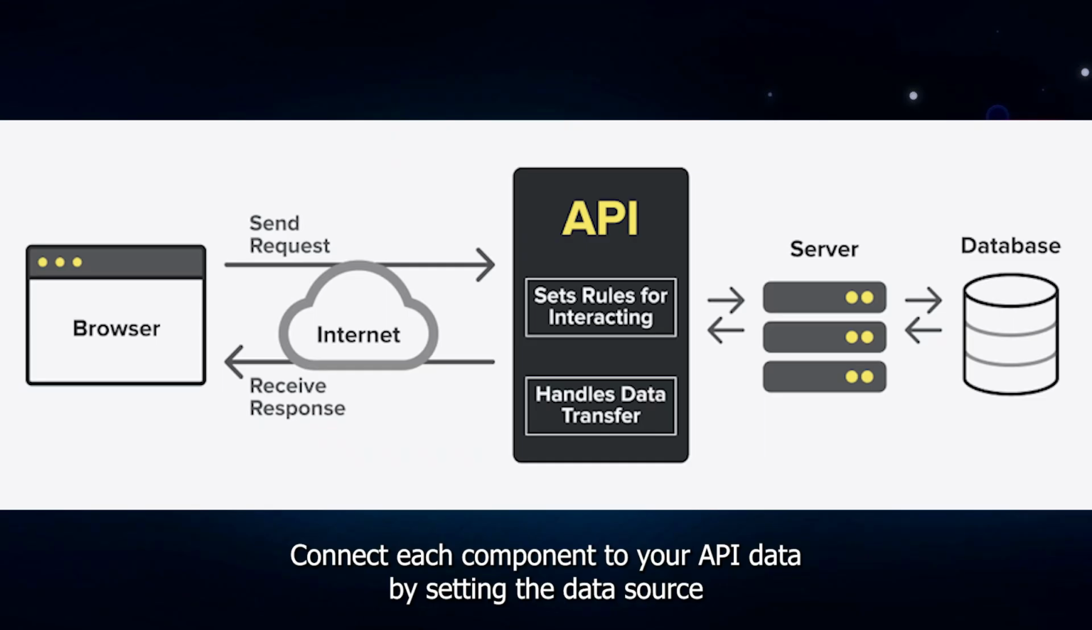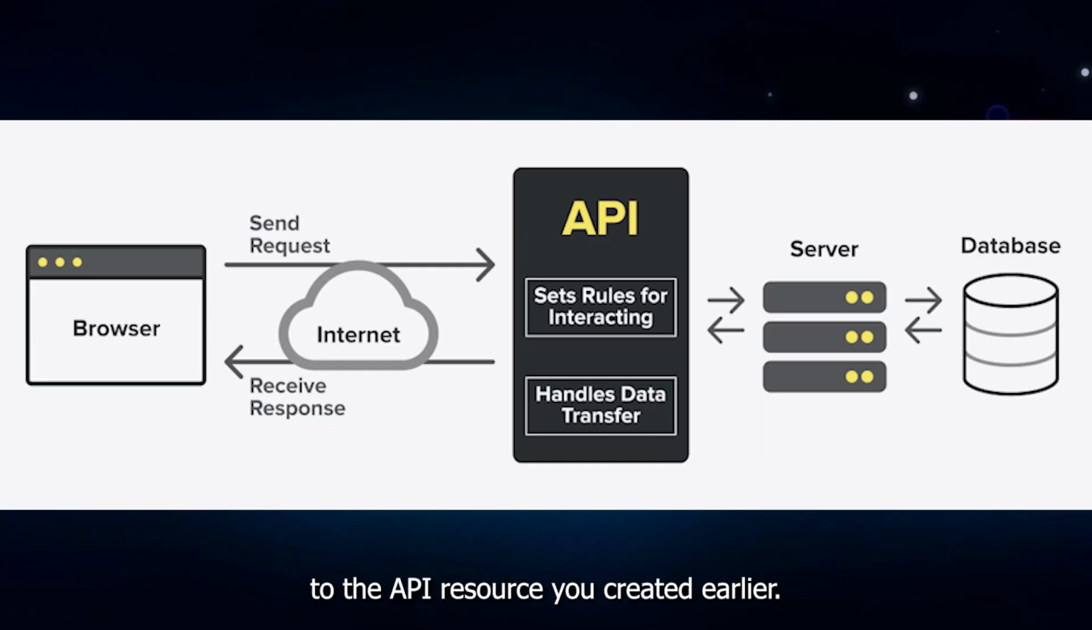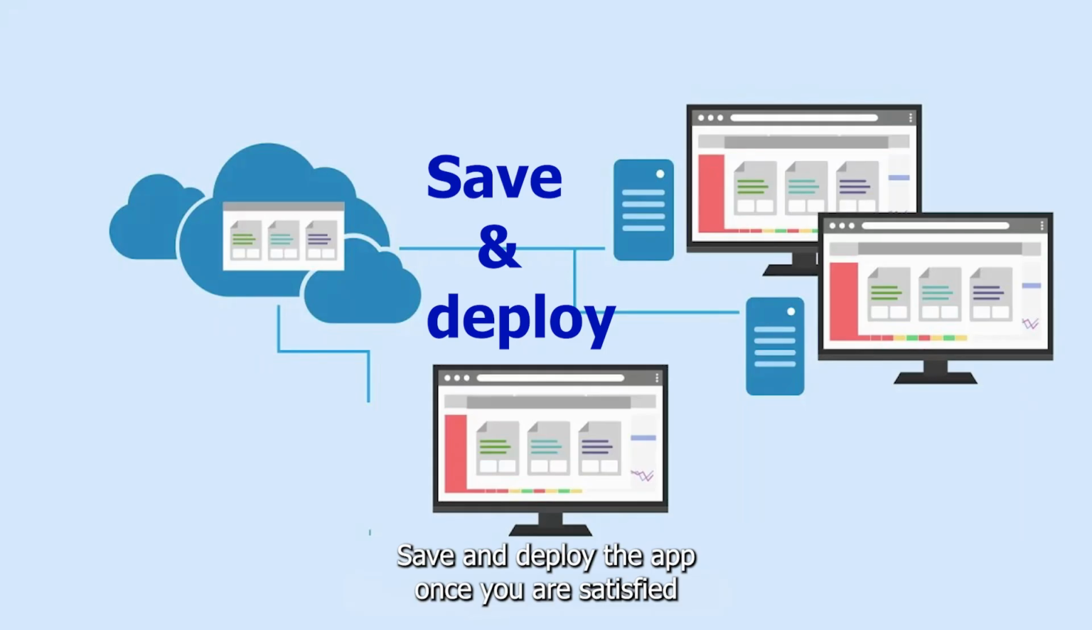Connect each component to your API data by setting the data source to the API resource you created earlier. Save and deploy the app once you are satisfied to make it accessible to your team or organization.